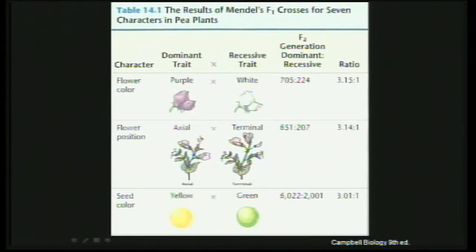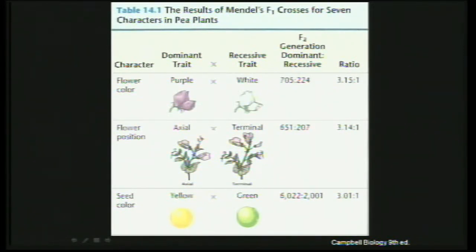Similarly, for another contrasting character, for example, the flower position, he found that of those 800 plus flowers, 651 flowers bore the axial, then 207 flowers bore the terminal kinds of flowers. So again, roughly coming up to 3:1 ratio. So all those contrasting characters, when he crossed them, initially starting with the true breed form, and the hybrids when he crossed them, this is the ratio that he found.